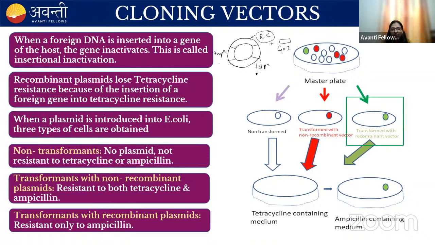Now there are three possibilities: the gene of interest can be incorporated into the tetracycline resistant gene, right? Or it does not incorporate into the vector. So there are two possibilities. Here the ampicillin and tetracycline resistant genes are intact because the gene of interest has not been inserted. And here the gene of interest has incorporated.